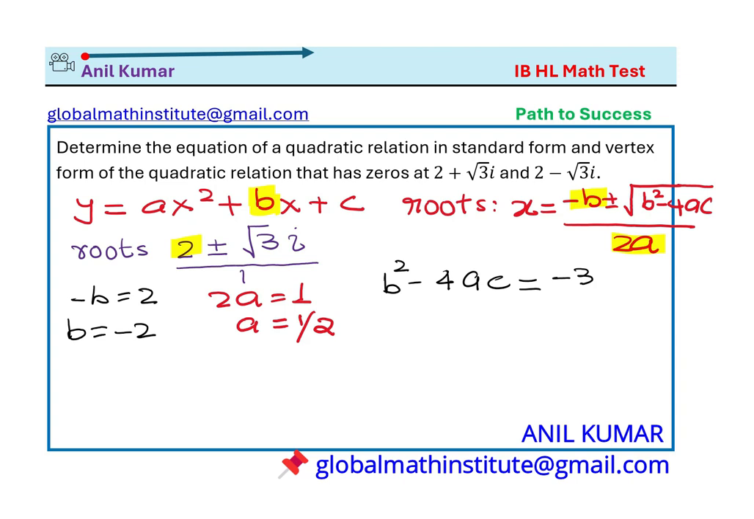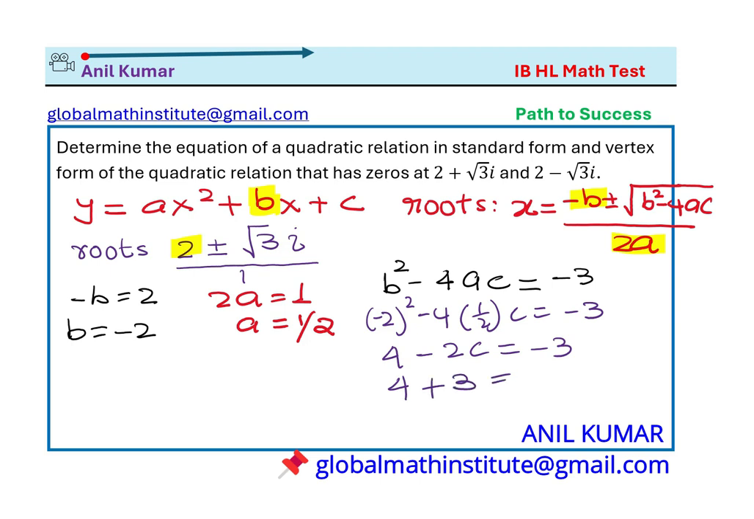Very simple. Let's substitute. So b is minus 2. That's right. Minus 2 squared minus 4 times a, which is half, and c we want to know. Perfect. So which is like 4 minus 2c, right, equals minus 3. You can rearrange, right? 4 minus 3 comes on this side, 2c that side, correct? So you get 7 equals 2c, and you know what? c is 7 by 2, right? So we can write here c is equal to 7 by 2.